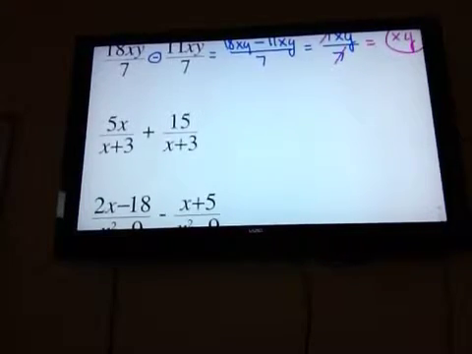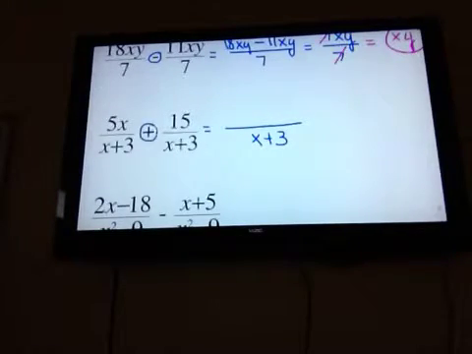Okay, next question. My denominator is x plus 3. They're going to be the same for today's lesson. So, writing it as a single fraction, my numerator comes over: 5x comes over, plus 15 comes over. Then I go through my 3 steps. Add and subtract: I can't add 5x plus 15, because one has an x and one doesn't. So I can't add. Factor if I can. That I can do. I can take out a 5.